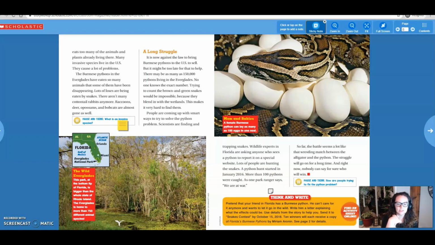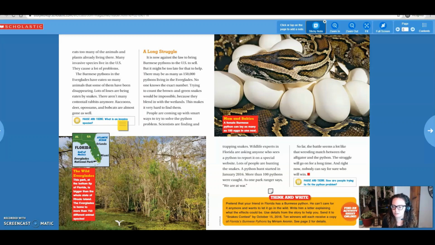People are coming up with smart ways to try to solve the python problem. Scientists are finding and trapping snakes. Wildlife experts in Florida are asking anyone who sees a python to report it on a special website. Lots of people are hunting the snakes. A python hunt started in January 2016. More than 100 pythons were caught. As one park ranger says, "We are at war."